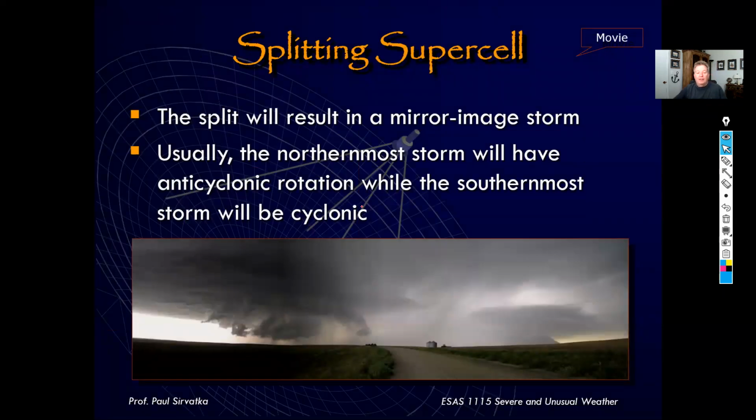Here's an example of a splitting supercell. One of my students took this picture. Here's the rain-free base, so the updraft is up here, then there's precipitation falling over here, but in the distance, I see precipitation falling on this side, and the updraft is on the north side. So here we have the south side, this is the north side, and we're getting a storm split right down the middle here, and they'll spin in different directions. So it's kind of a cool thing.